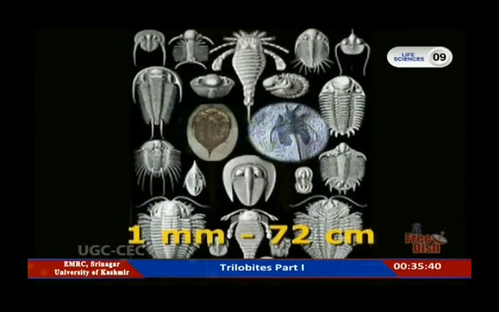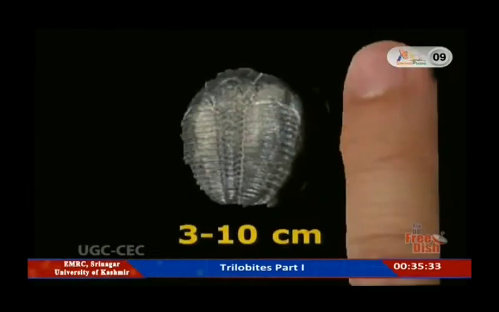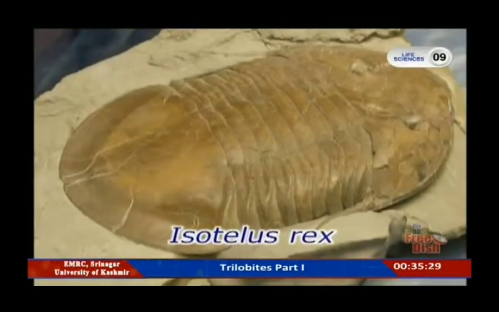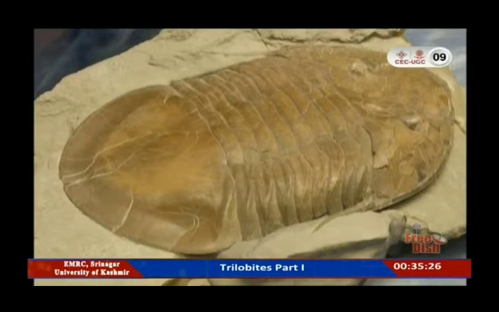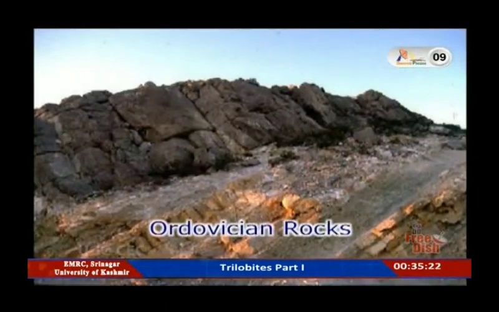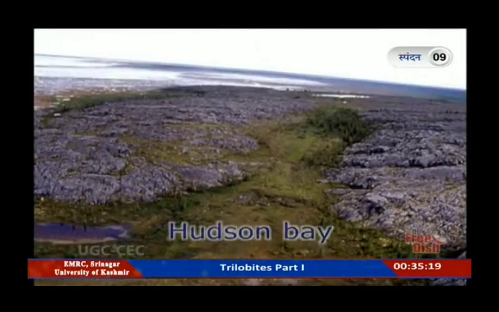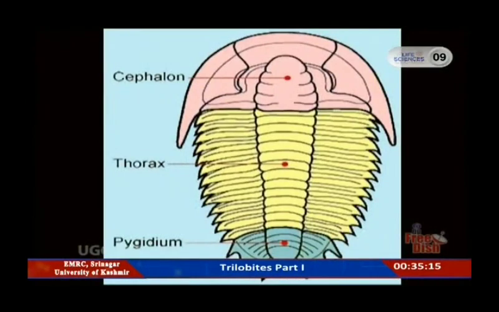Trilobites range in length from 1 mm to 72 centimeters, with a typical size range of 3 to 10 centimeters. The world's largest trilobite, Isotelus rex, was found in 1998 by Canadian scientists in the Ordovician rocks on the shores of Hudson Bay. The trilobite body is divided into 3 major distinctive sections, that is tagmata.